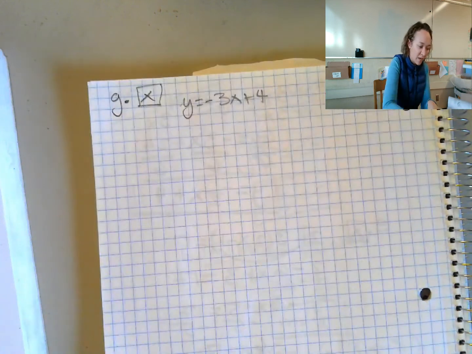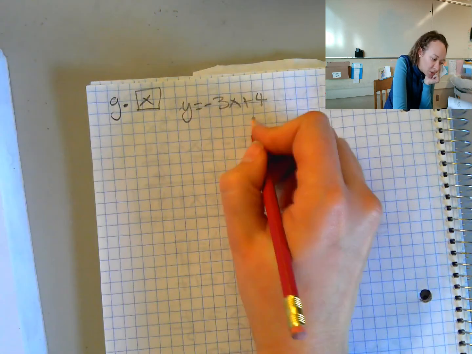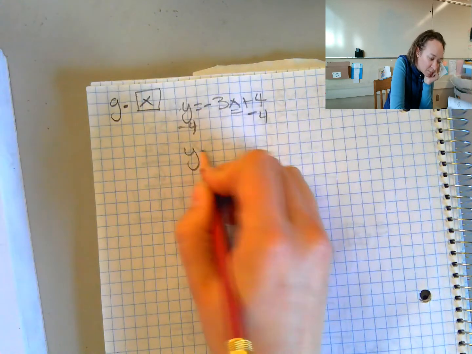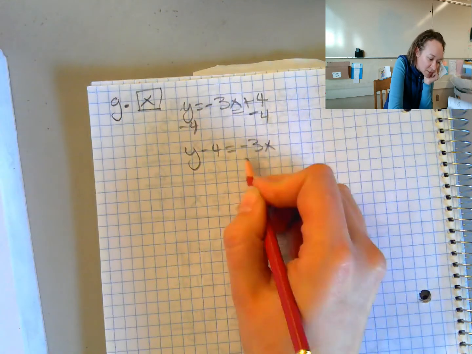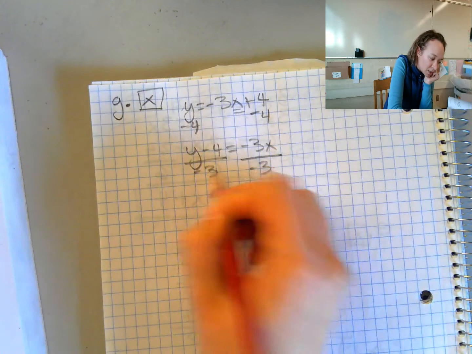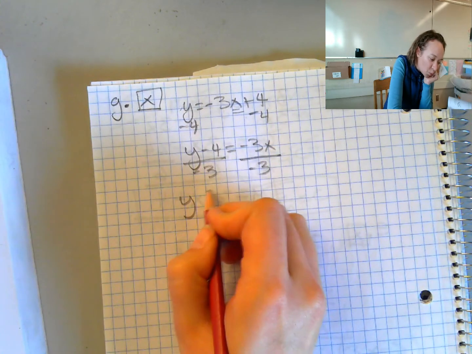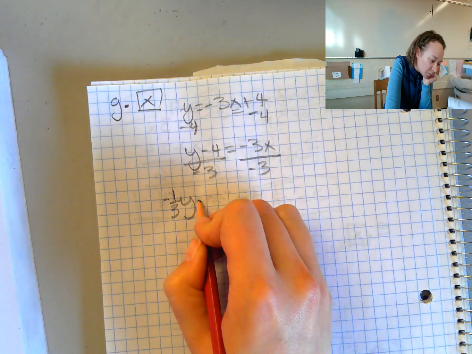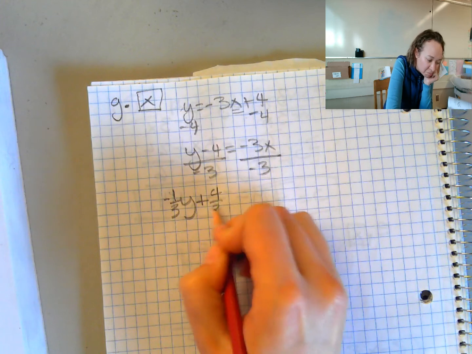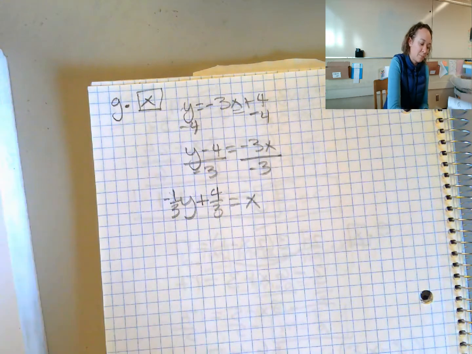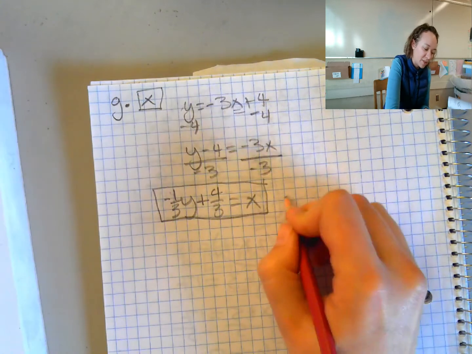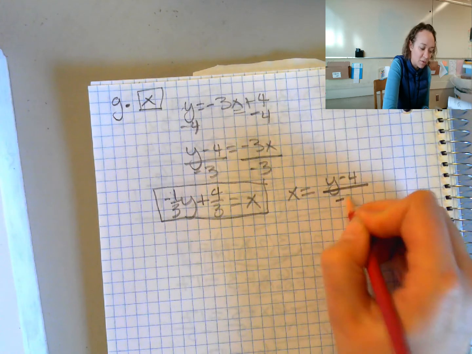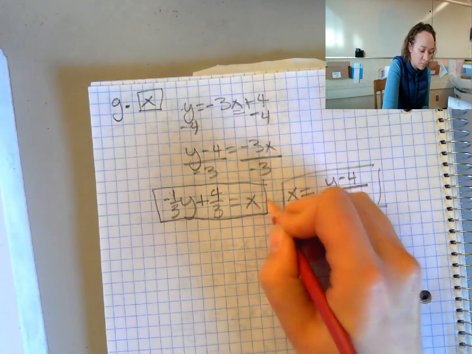Alright, on G, we're solving for x. We have y equals negative 3x plus 4. So I want to get the x alone. I'm going to start by subtracting 4 from both sides. Y minus 4 equals negative 3x. Now I'll divide by negative 3. Let's see, negative 1/3 y plus 4/3 equals x. Something like that. You also could have left that as x equals y minus 4 divided by negative 3. That would also be accurate. Either one is fine.